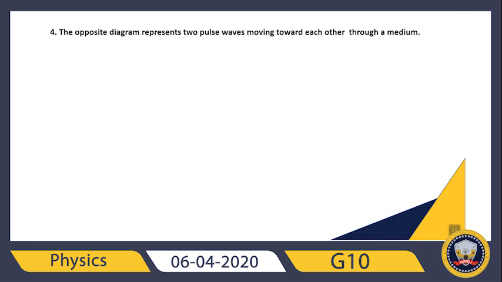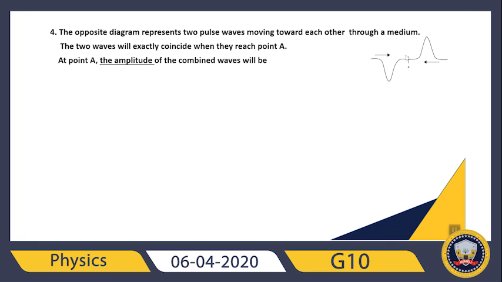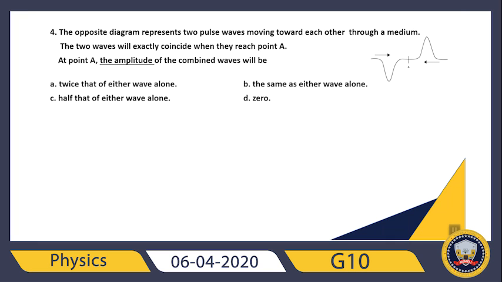Number 4. The opposite diagram represents two pulse waves moving towards each other through a medium. Here is a pulse wave and here is another one. The two pulses are moving towards each other. Now the question is, the two waves will exactly coincide when they reach point A. At point A, the amplitude of the combined waves will be twice that of either wave alone, the same as either wave alone, half that of either wave alone, or 0.